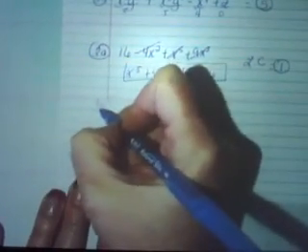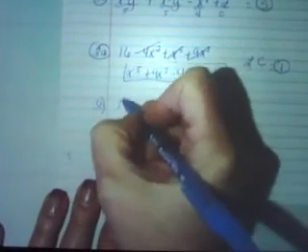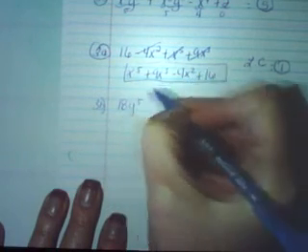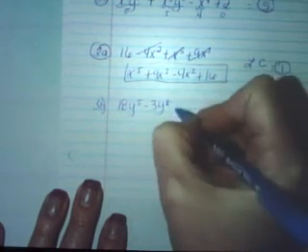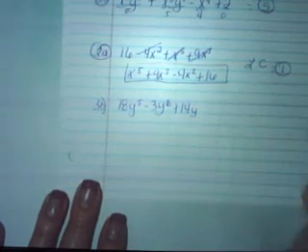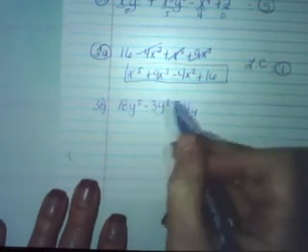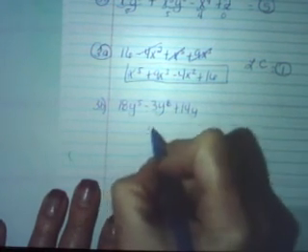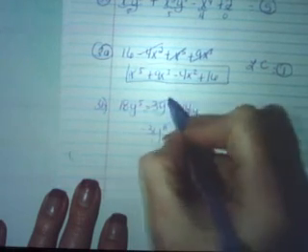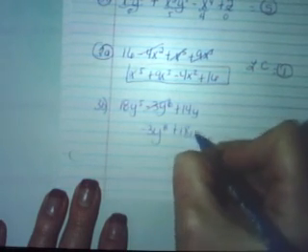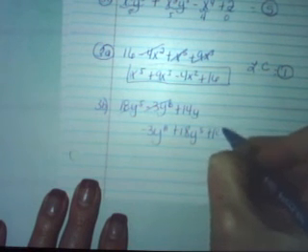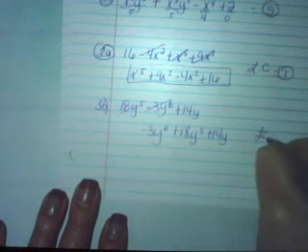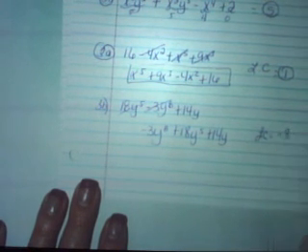And on 3b, I have 18y to the 5th minus 3y to the 8th plus 14y. Again, highest exponent would be negative 3y to the 8th, and plus 18y to the 5th, and then plus 14y. The leading coefficient is negative 3.